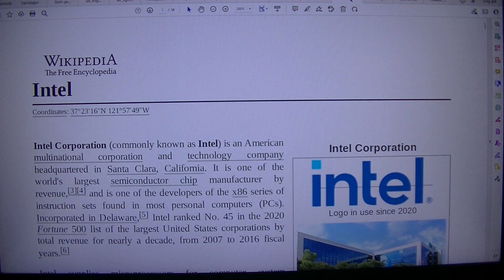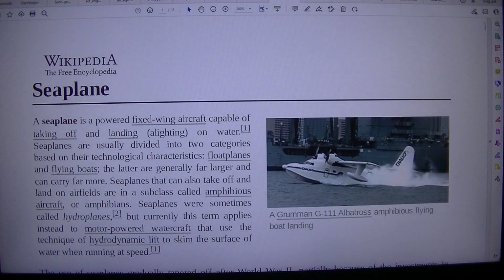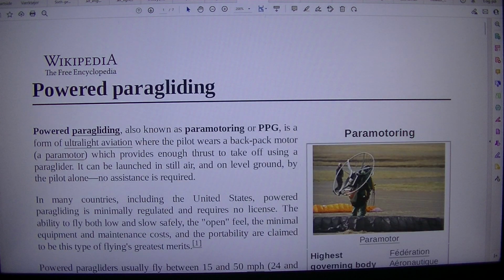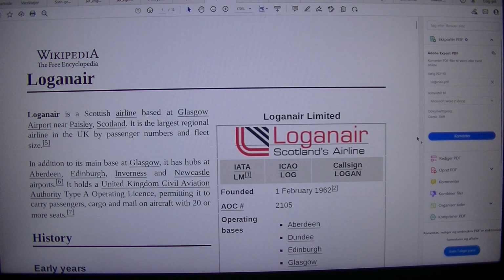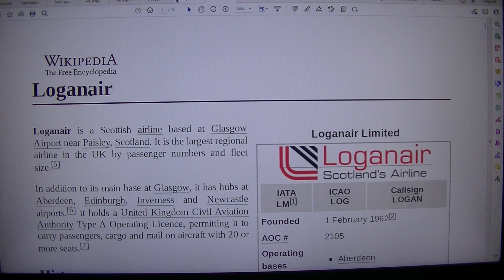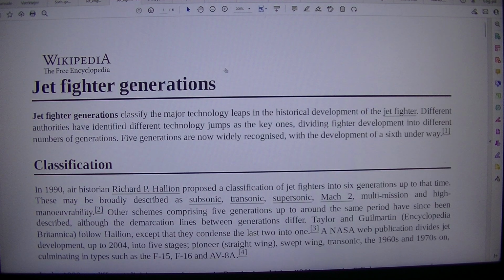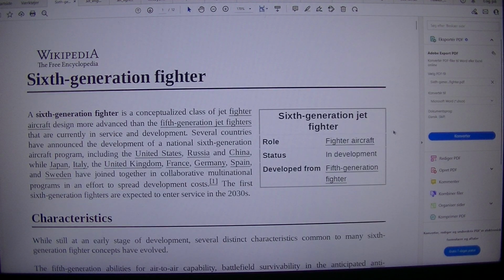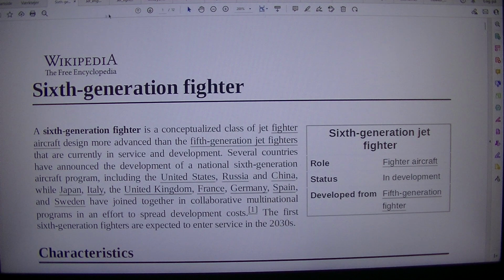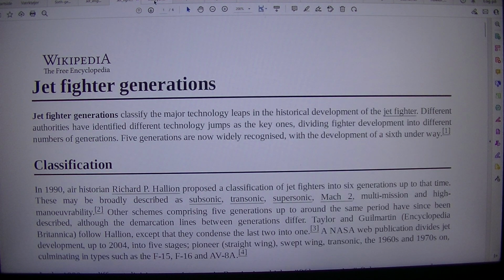But I'd like to read this Intel again, and this one, this company. So let's try to do some of this today, and jet fighters and sixth generation. I'd like to read all of this today, if possible.